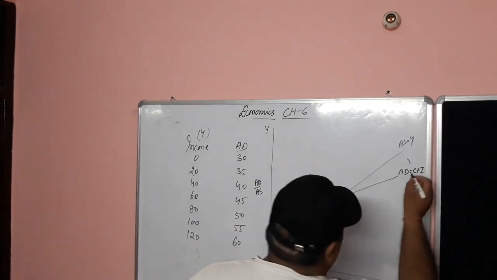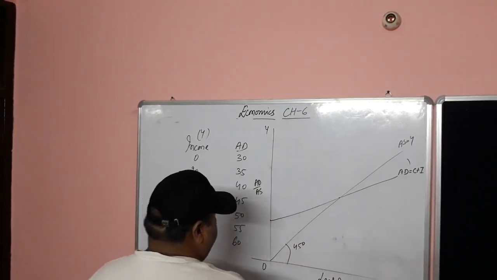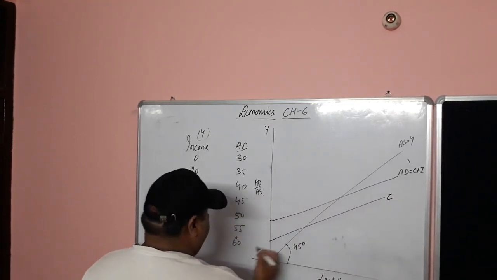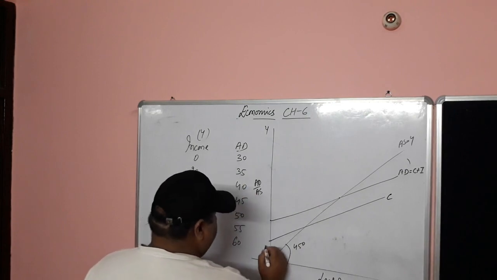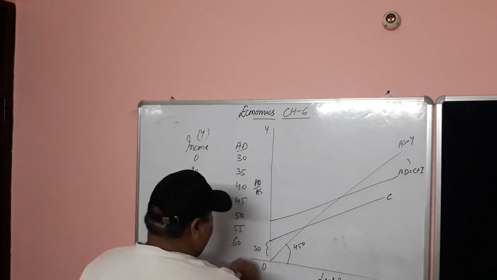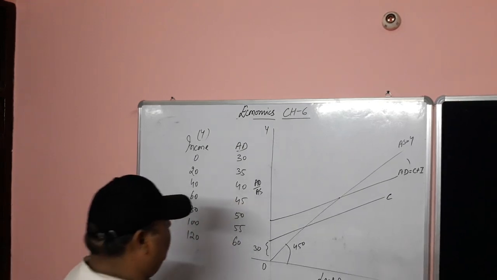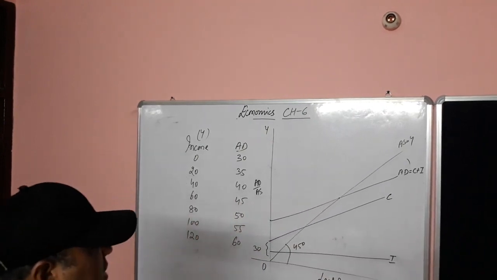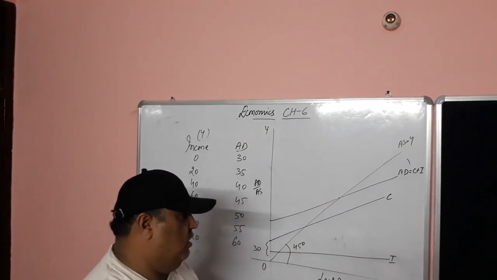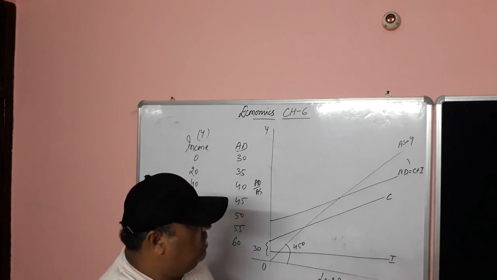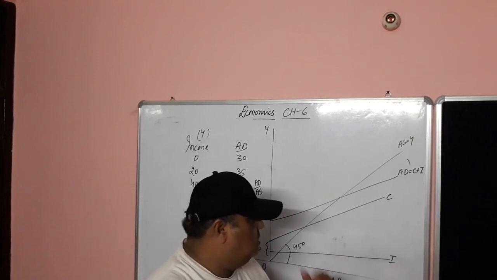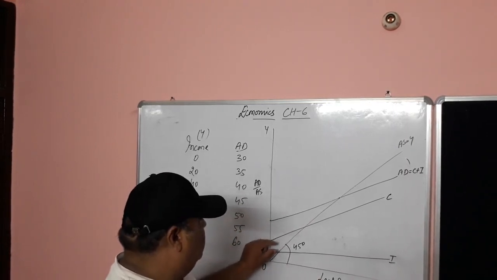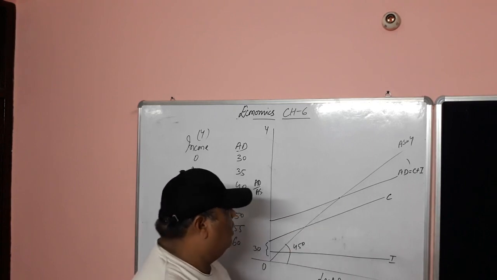Aggregate demand is the addition of consumption and investment. Consumption always starts from the OY axis, because when your income is 0, near about 30 of consumption is still there. Investment is parallel to the OX axis, because it is autonomous investment. In the economy, investment is continuous, so that's why it is autonomous investment.